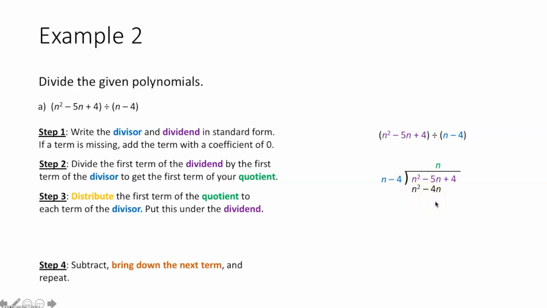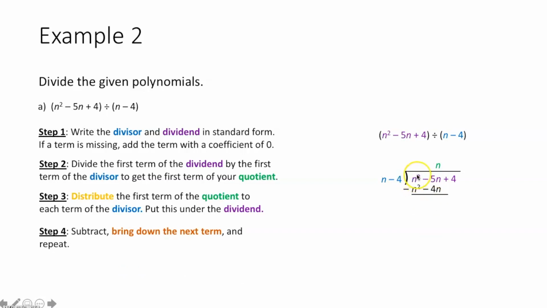Now we go ahead and subtract these two things. So n squared minus n squared, those cancel each other out. Negative 5n minus negative 4n is the same as plus positive 4n. So we get negative 1n, or negative n. Now we're going to take this 4, drop it down, and we repeat the process.